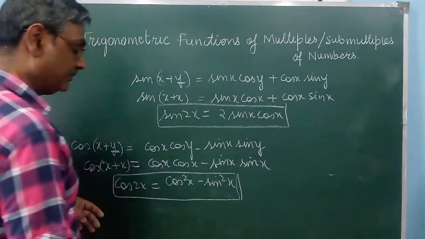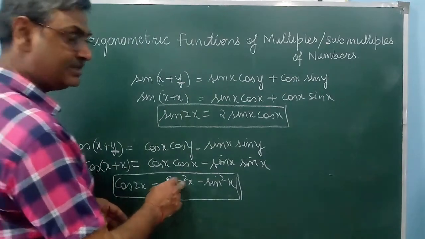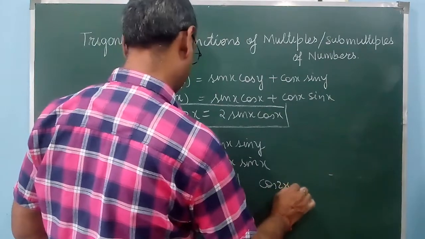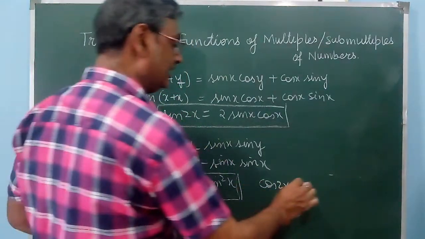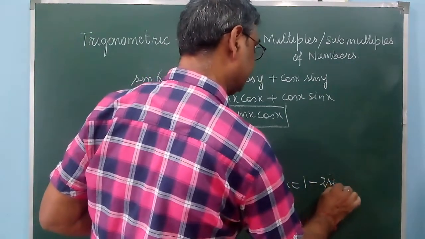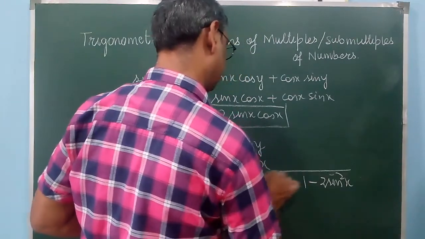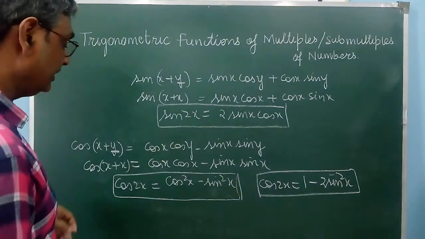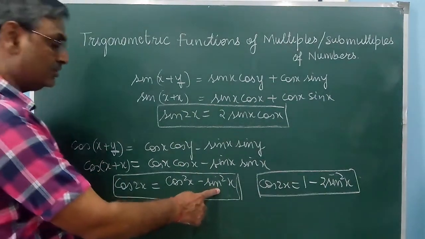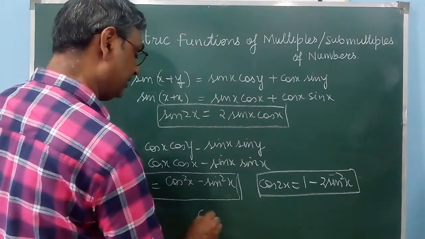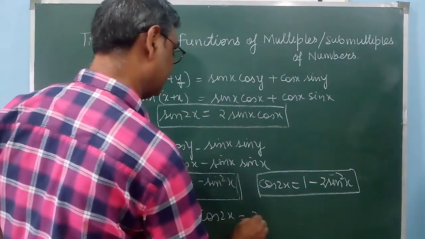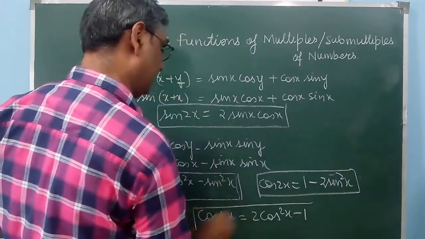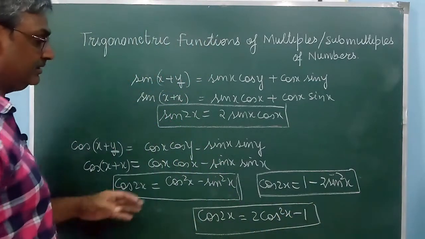This is one formula. I can put cos square x as 1 minus sin square x, and that gives another formula. Also, if I put sin square x as 1 minus cos square x, that gives another formula. So for cos 2x we have these three formulas.